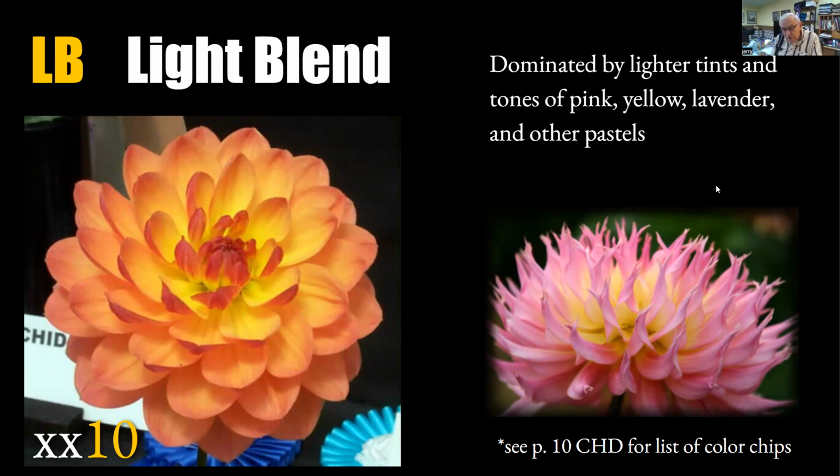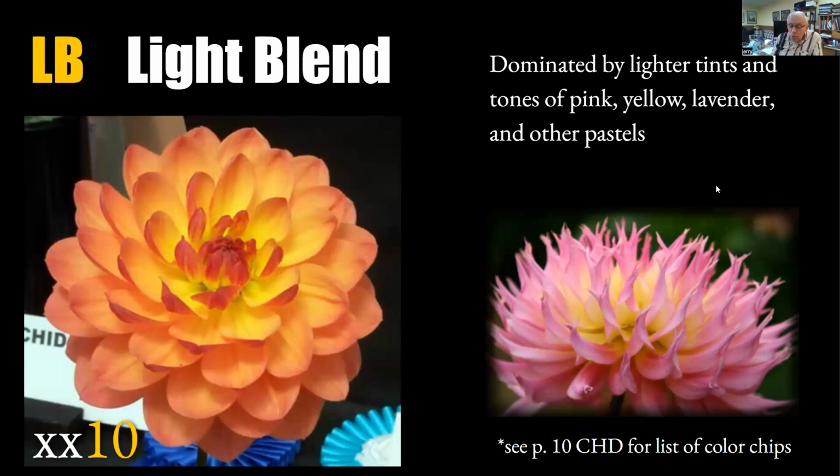of the classification books, and I think that's both in the 2023, yes. I believe it's page 10 in 2024 also, isn't it? Yes, page 10. And if we look at the definition of light blend, blends are dominated by the lighter tints and tones of pink, yellow, lavender, and other pastels. Also, two-tone varieties. We'll see a two-tone here shortly. This is about the only place I see two-tone even mentioned. Anyway, varieties of pastel tints and tones in which the central ray florets are of a different color than the marginal ray florets. Just remember that as your definition of two-tone that we'll see in another slide or two.